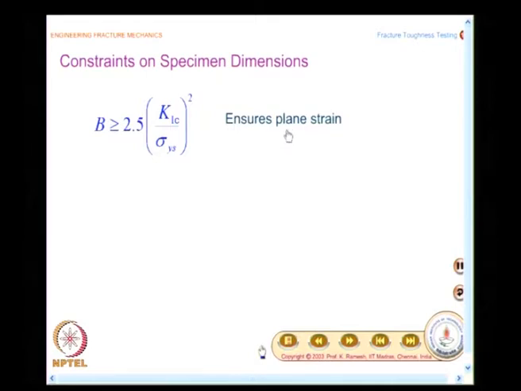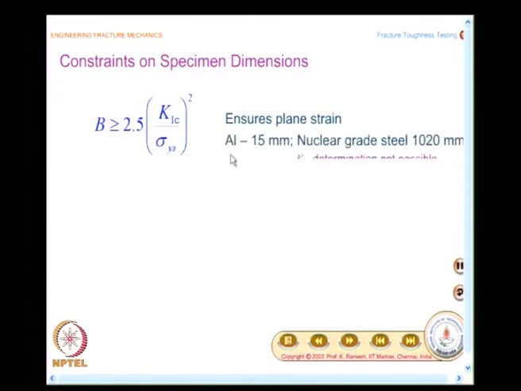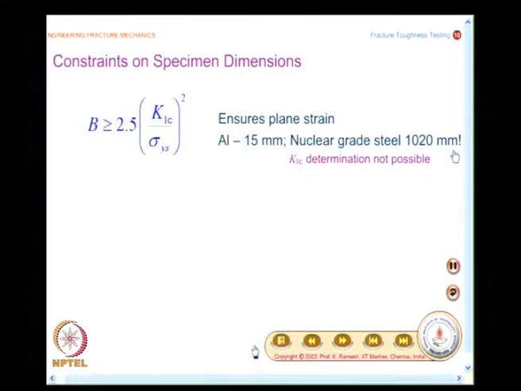And it is interesting to note what is the thickness of the specimen when the material changes. Suppose I have an aluminum high strength alloy, it would be around 15 millimeter, where LEFM is applicable. On the other hand, if you go for a nuclear grade steel, if you substitute the values of K1C and sigma ys in that, the specimen size, that is the thickness, is 1020 millimeters.